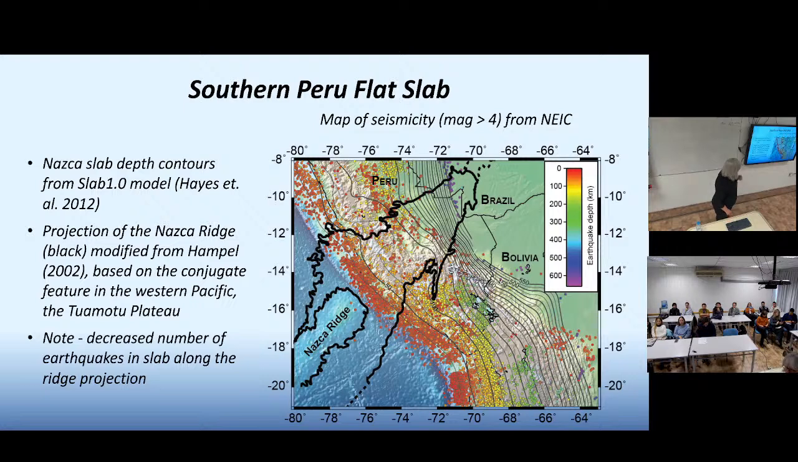Here's the seismicity again, and you can see the green, and then there's kind of a gap here, or at least a lot less. These are magnitude 4 and greater earthquakes from the USGS. Here's the ridge coming in, and this black outline is the mirror image of the ridge on the other side of the Pacific that people think has subducted. It's a projection of the conjugate ridge. So it may have gone down quite a bit.